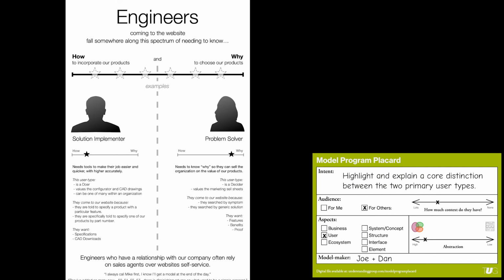I called this a user model a moment ago because that's the only aspect we're focusing on. And the level of abstraction is moderately high. Again, because we didn't want to overdo it with the details in this model. We thought, what is the most important thing that we can convey to the client about their customers? And that one thing was that everyone who comes to them sits on this spectrum of either wanting to know how to use their products or wanting to know why to use their products.